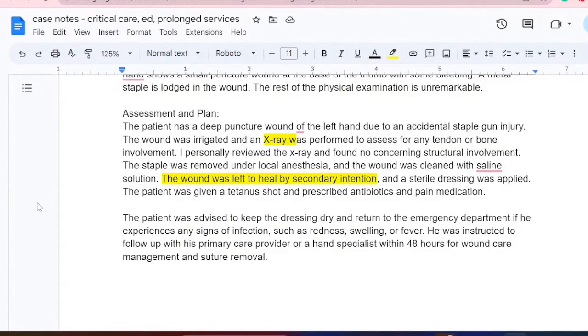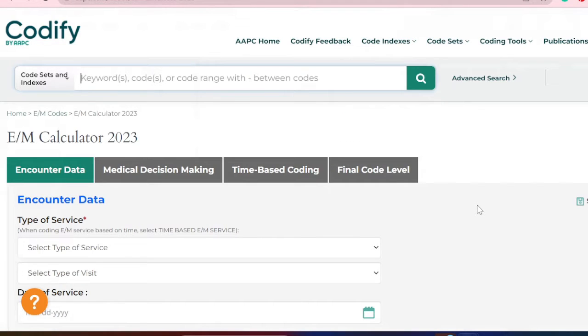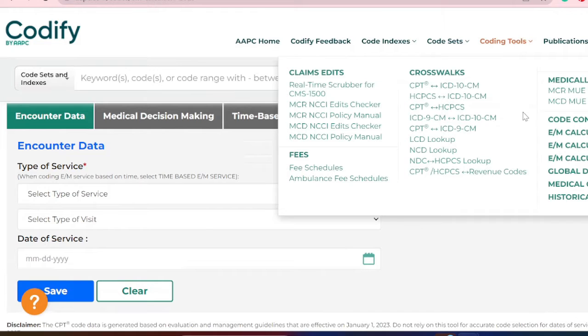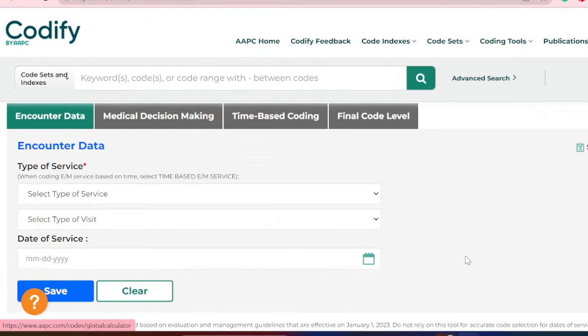So when we look at this, we can see here, we've got some medical decision making components. I want to use the AAPC calculator that is in Codify. AAPC's been pushing Codify a lot. I know some of their student packages that they're selling have Codify included in them. And again, as we advance a lot with things, it's good to get used to some of these digital tools. So we're going to start here. If you're wondering if you have Codify and you don't know how to use this tool, it is here under the coding tools. This is the E&M calculator 2023.